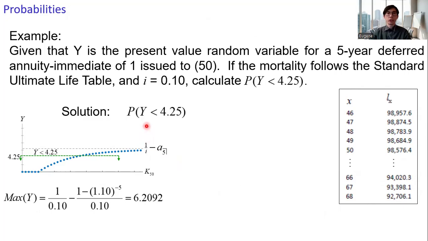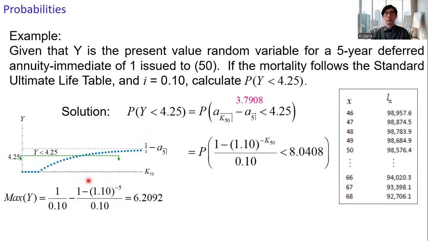Express this Y in terms of K50. All right, so Y is a angle K50 minus a angle 5, and a angle 5 is 3.7908. You can get it using this expression. And in terms of K50, this is equivalent to finding the probability that K50 is less than or equal to 17. So this part.